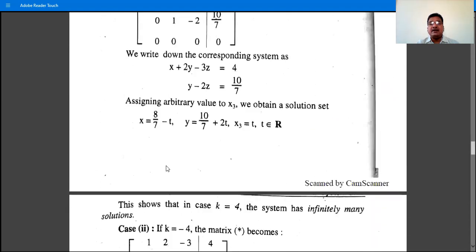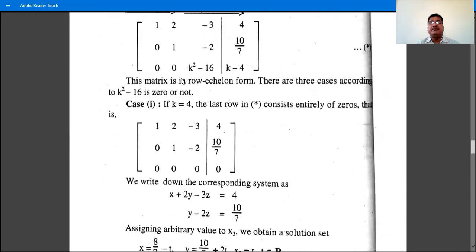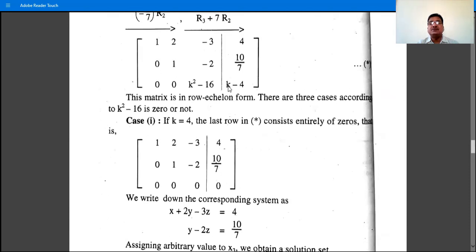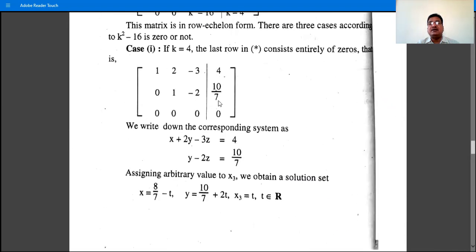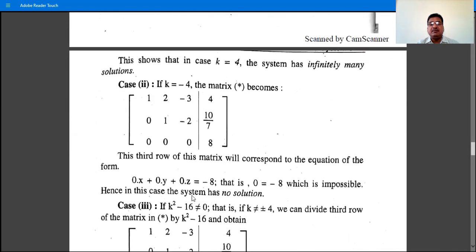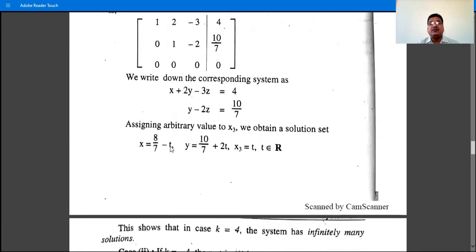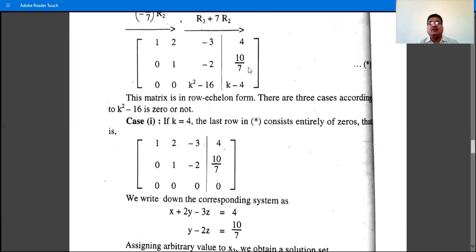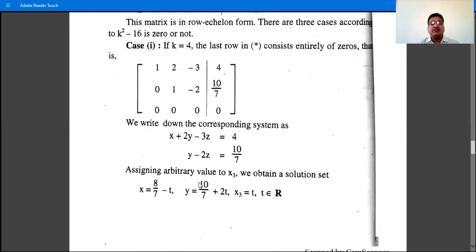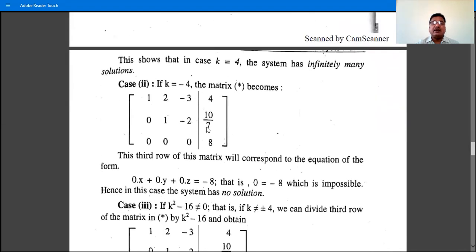But if k is minus 4, then what is the echelon form? If k is minus 4, then we have minus 8 at this place, and at this place we have 0. So this is the echelon form.